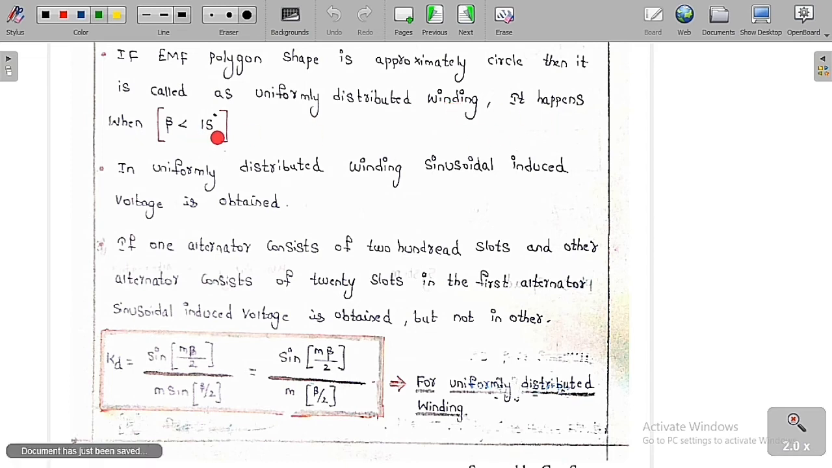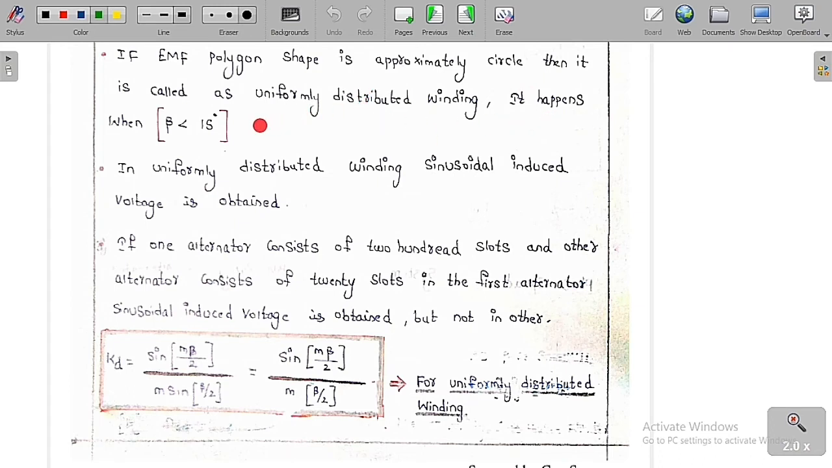Whatever EMF polygon you are going to get in the above figure, I have already shown you. If the number of slots increases, then the EMF polygon approximates a circle shape. You can see a circle shape if you see the edges of the points A, B, C. So this is possible only when beta is lesser than 15 degrees. When the EMF polygon shape is approximately a circle, it is called a uniformly distributed winding.